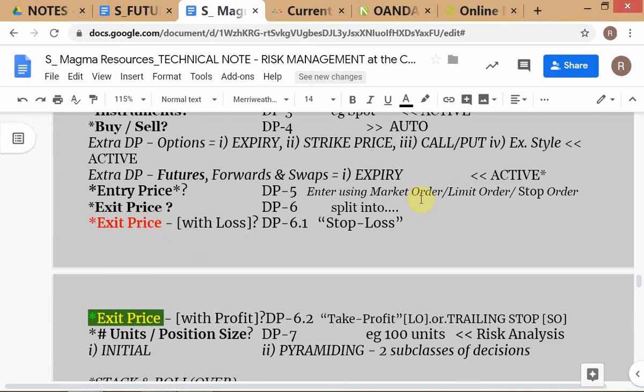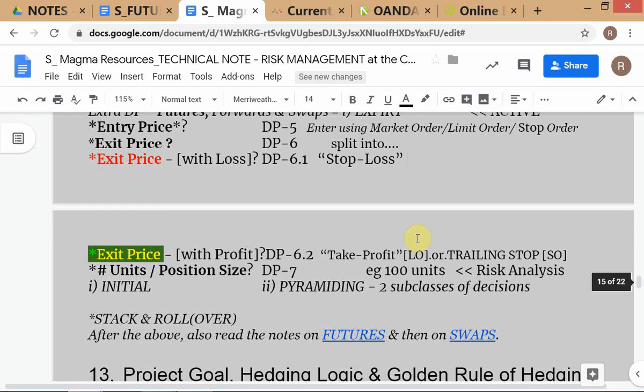In this particular case, which is only one of the possible scenarios, what happens? If you are running a static hedging program and you have hedged everything, the entry price is solved by choosing a market order, so the exposure is hedged immediately. Is there any decision to be taken with respect to exit price? Exit price with loss. Let's start with exit price with loss.